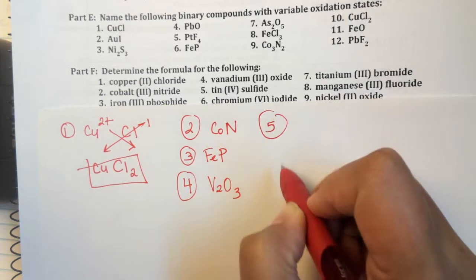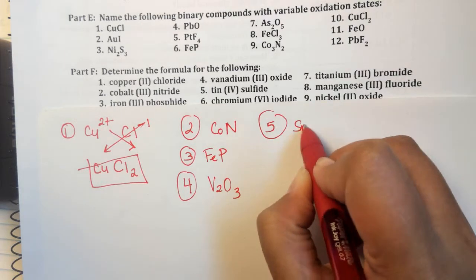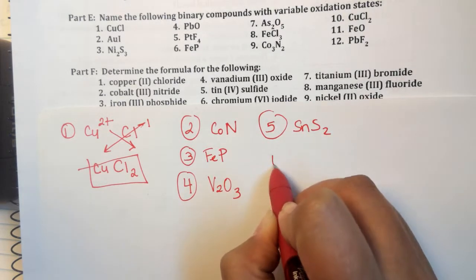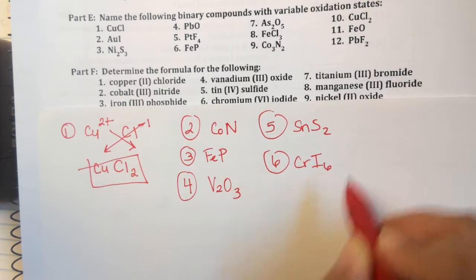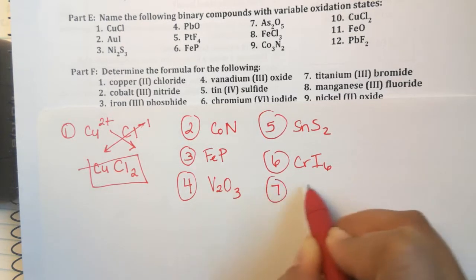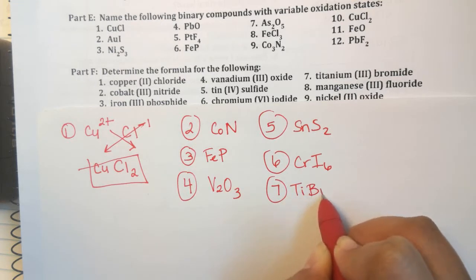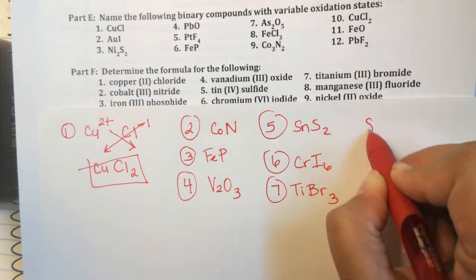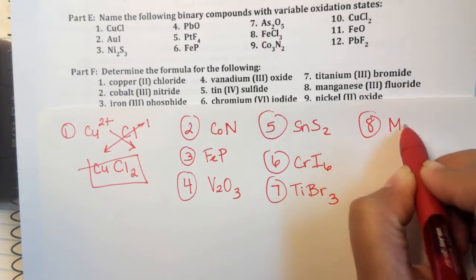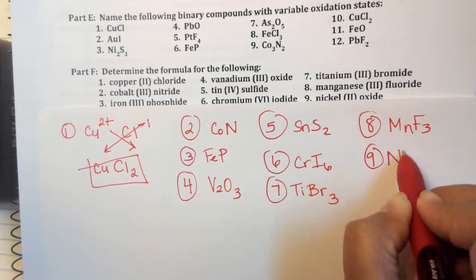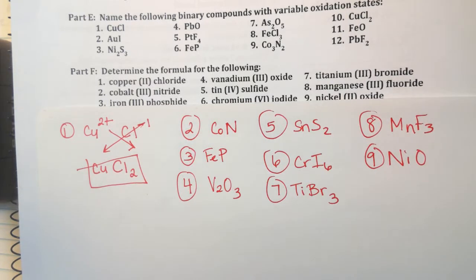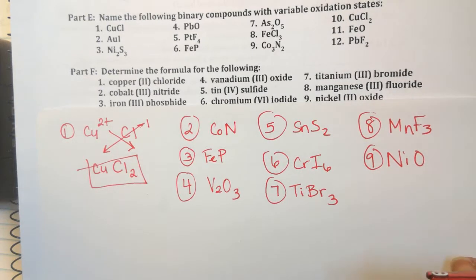Number 5, you should have gotten SnS2. Number 6, CrI6. Number 7, TiBr3. Number 8, you should have gotten MnF3. And number 9, you should have gotten NiO. Questions? Yes? Number 5. So this is usually the biggest one that I have an issue with.